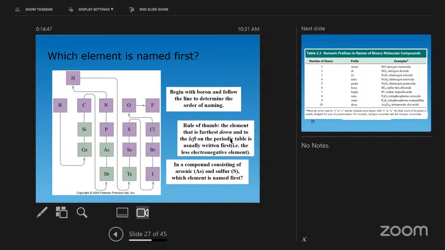So, for example, if you have a compound forming between carbon and oxygen, right? Carbon is less electronegative than oxygen, so carbon will be first, then oxygen, right? Or if there is a compound formed between, let's say, oxygen and chlorine, chlorine first, then oxygen, right? So basically, the less electronegative element is indicated or named first. So, what is this question? It says, which element is named first?